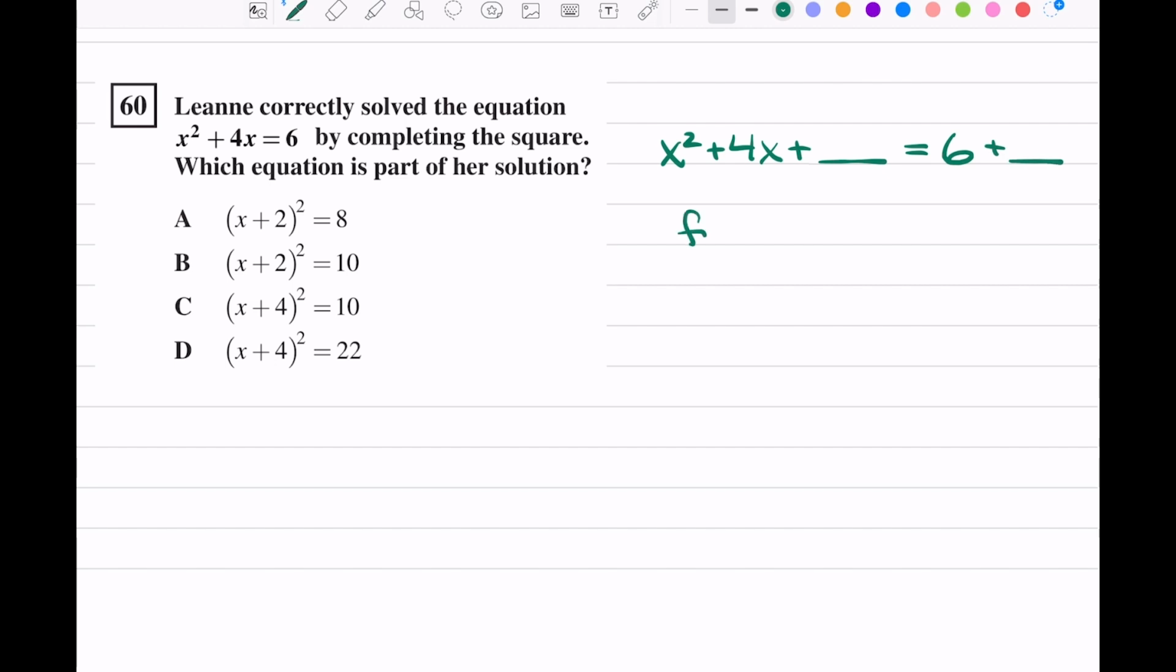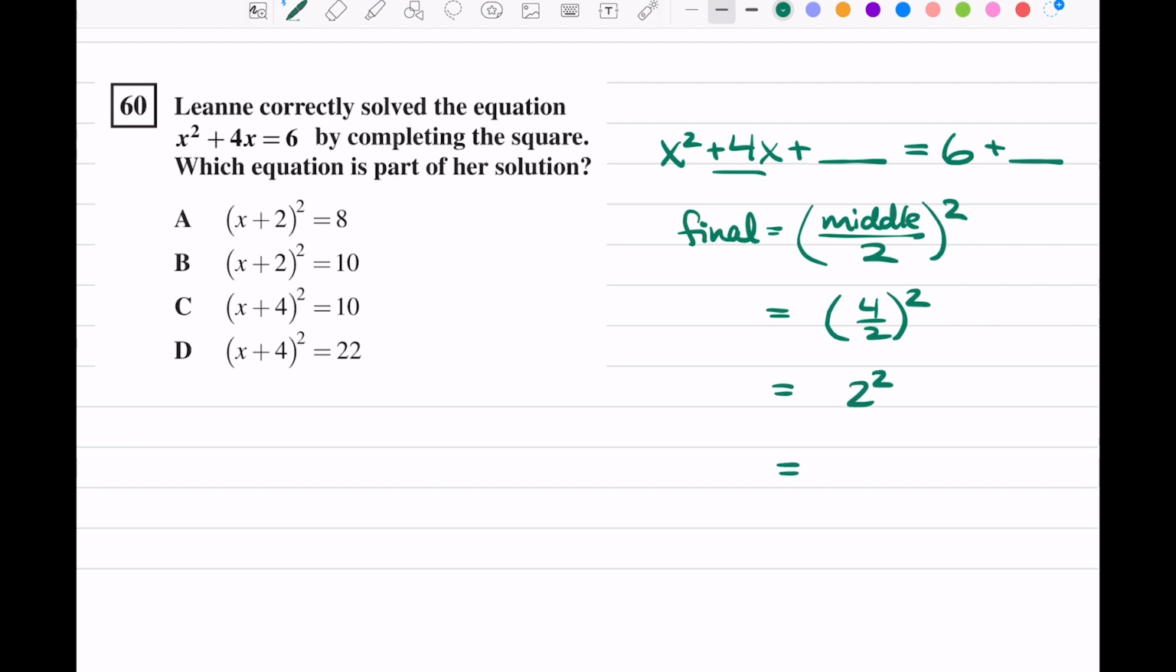And that final term is going to be our middle term divided by 2 and squared. Our middle term is positive 4, so we'll plug that in. 4 divided by 2 is 2, and 2 squared is 4. So we're going to add 4 to both sides. So let's bring this down. This is x squared plus 4x plus 4 equals 10.